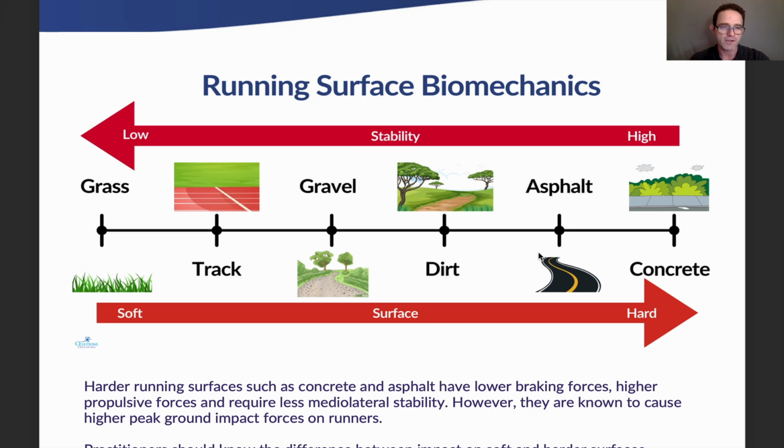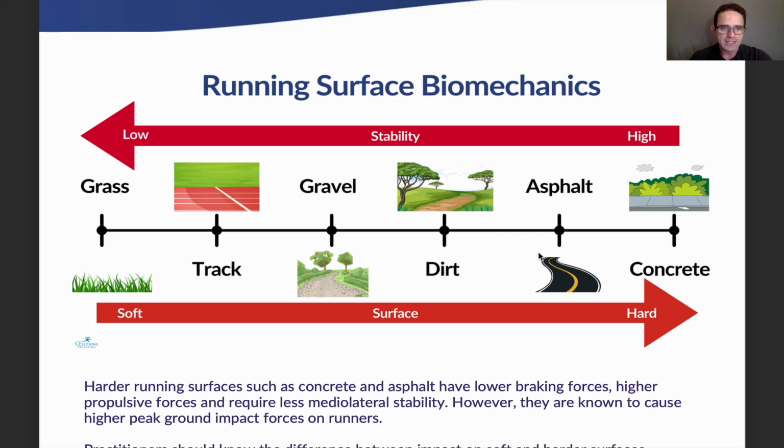Now, before I go any further here, I do want to point out that there is a lack of research and a lack of good quality systematic research on different environments that people run on and how firm and how stiff they are. Grass, it can be long grass, it can be short grass, it can be hard packed, it can be dry, it can be wet. Tracks can be very worn, they can be new. Gravel can be loose or it can be really dense. Dirt, same thing, really packed or it can be more generally loose. Asphalt and concrete don't tend to change that much.